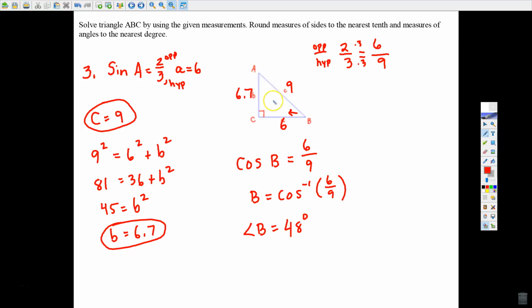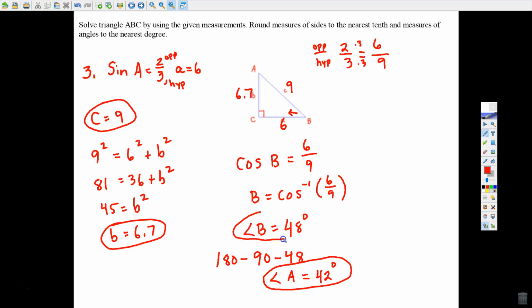All right, and now we can use our 180 minus 90 minus 48 to get angle A. So it looks like angle A is 42 degrees. Okay, so it looks like we got all the pieces. And we're ready to move on to number 4.